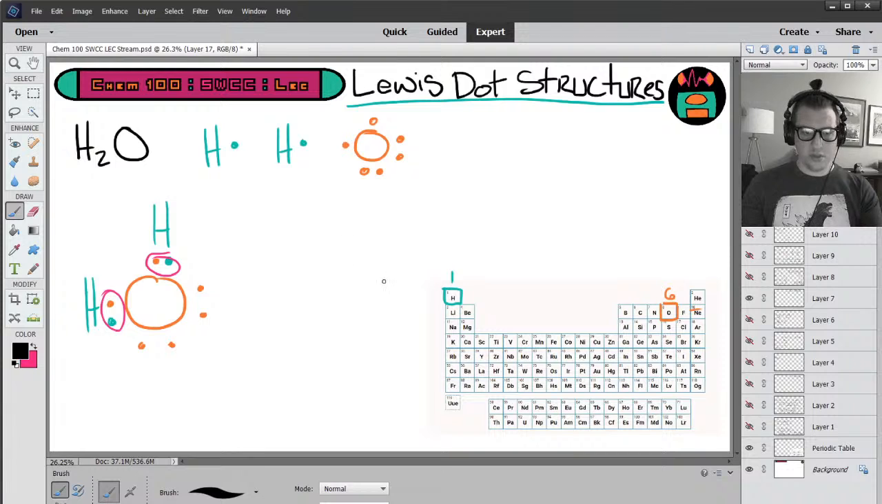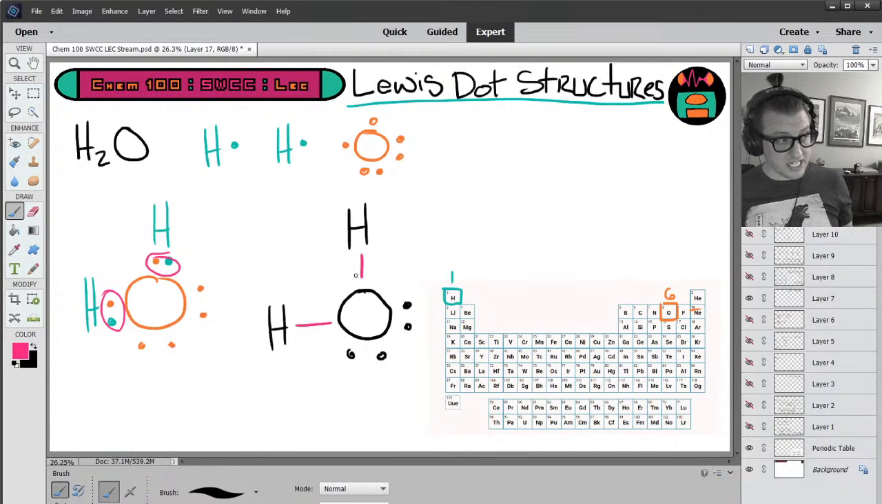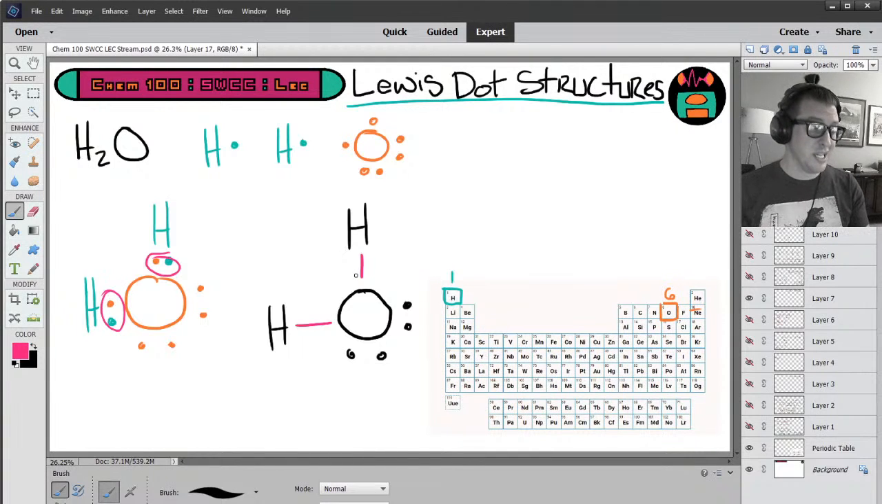So the Lewis structure for water will look like this. We have two covalent bonds. You'll notice that each hydrogen, because there's 2 electrons in each bond, each hydrogen atom has access to 2 electrons, which is what it wants, and oxygen has access to 8 valence electrons, which is what it wants. All right, so this is the Lewis structure for water.